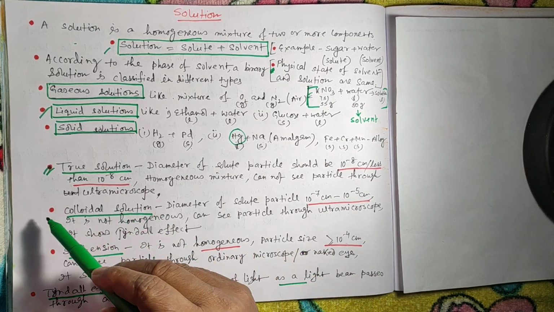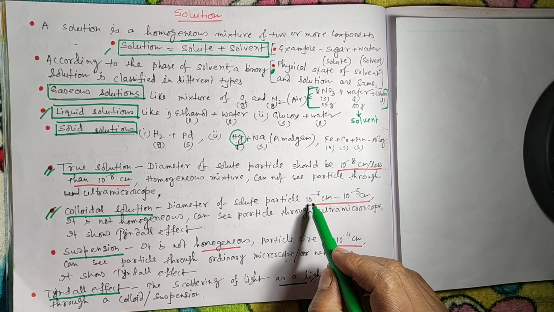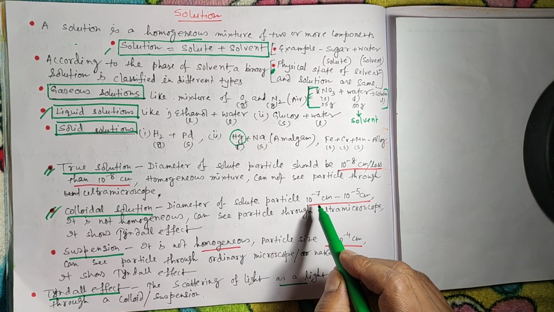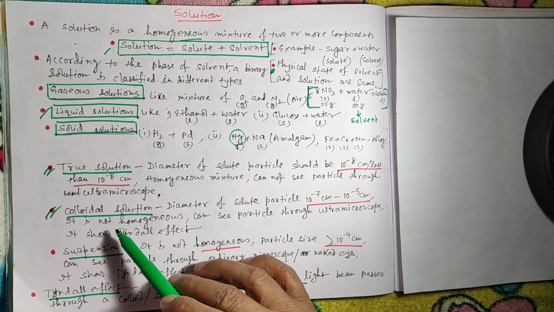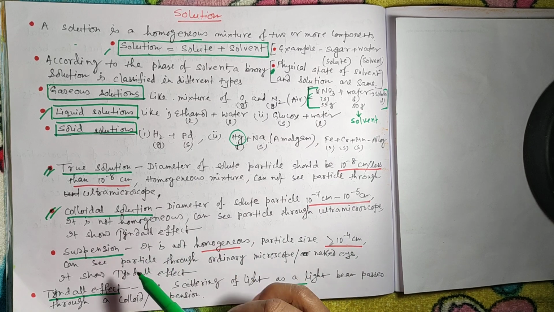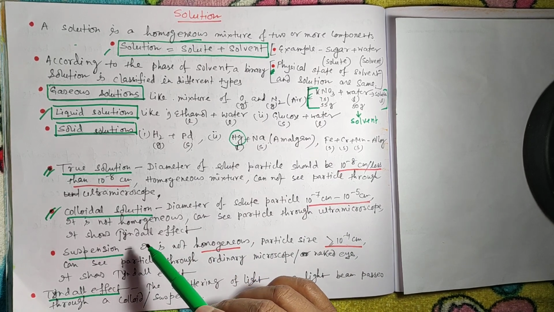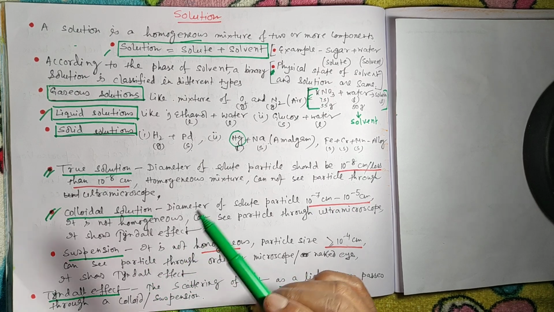Second one is colloidal solution. The diameter of solute particles is 10^-7 centimeter to 10^-5 centimeter. It is not homogeneous. You can see the particles through an ultra microscope. It shows the Tyndall effect. And what is the Tyndall effect? I will discuss it later.